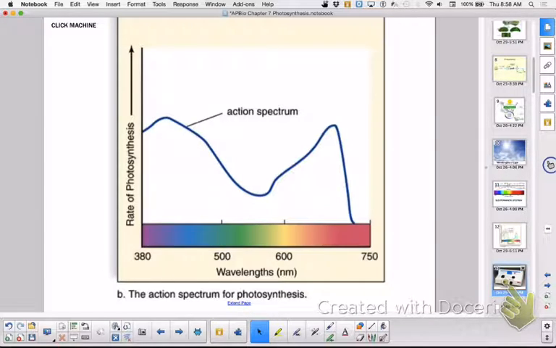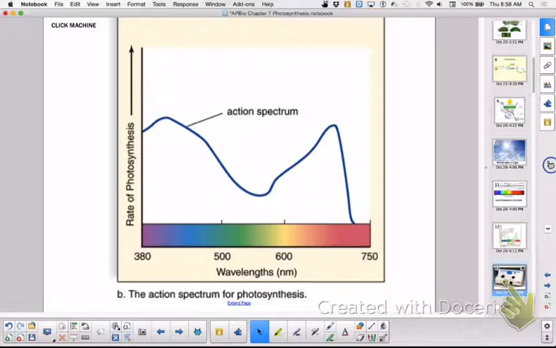Now, on your action spectrum, this is where you would predict, you would hypothesize, photosynthesis would work best at, because this will provide the energy to excite the electrons so you can start your electron transport chain. So on your notes, go down to where it says photosystem.